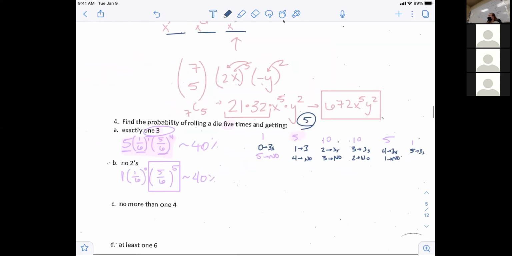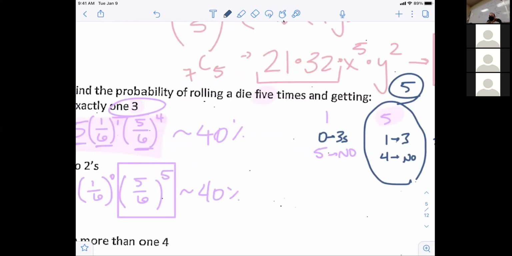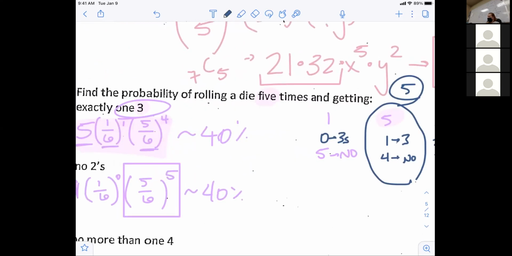What we did then is we would take the term we're looking at. So the first one said exactly 1 3. So I looked at like this spot right here. My coefficient was 5 because that's how Pascal's triangle works. My probability, or I was rolling 1 3. So my probability of rolling 1 3 is 1 over 6. There's only one side that's a 3. There are 6 total sides. So probability of rolling a 3 is 1 over 6. And we only wanted to do that 1 time.